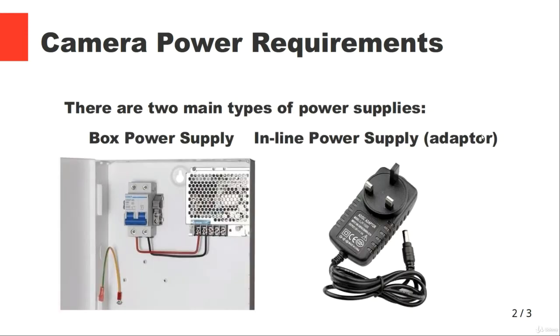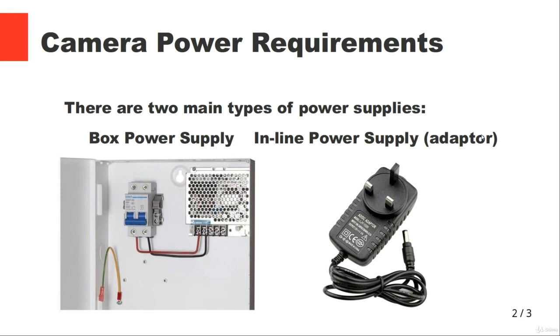There are 2 main types of power supplies: box power supply and so-called inline power supply or adapter, depending really on the installation. A lot of cameras which are placed on the suspended ceiling will have those inline power adapters, which will be put somewhere on the tray, somewhere like that, and just locally fitted very close to the camera. Or you can have box power supply.